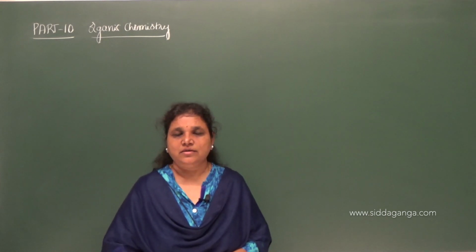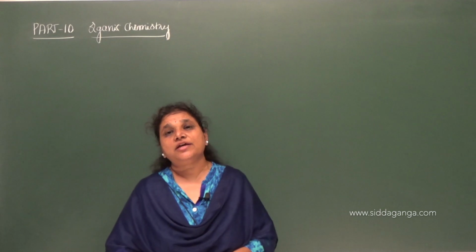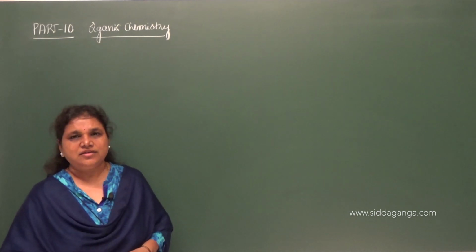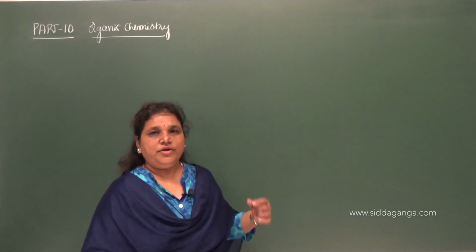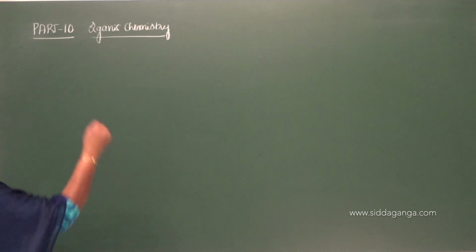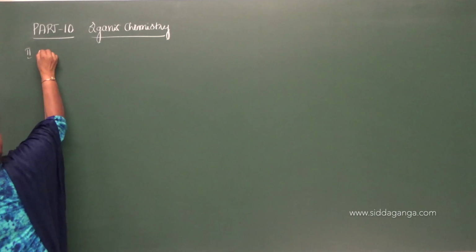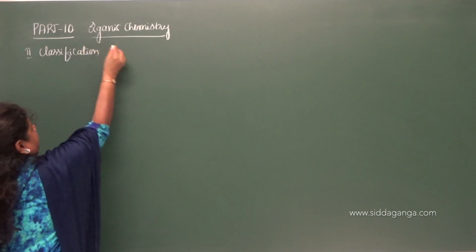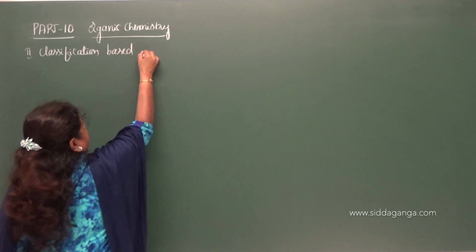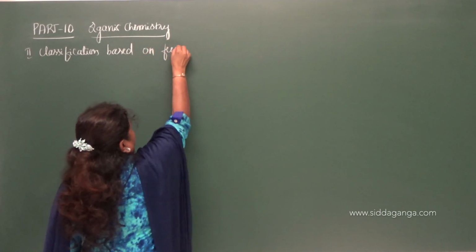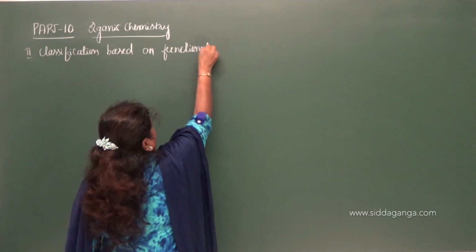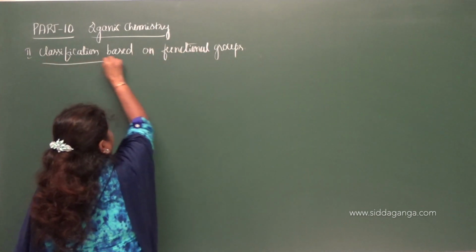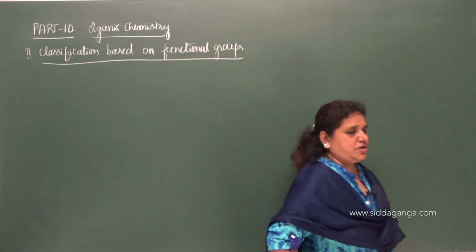In the previous class we studied the classification of organic compounds on the basis of the carbon chain structure or the carbon skeleton. Today let us move on to the classification of organic compounds based on functional groups. Classification based on functional groups.